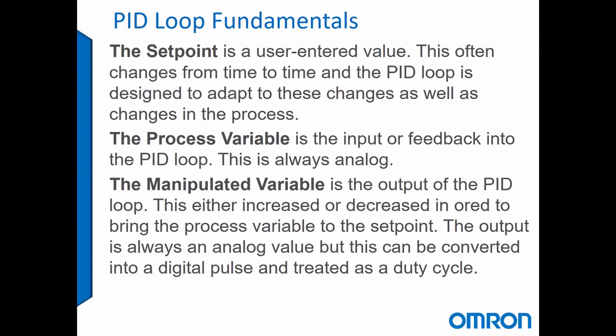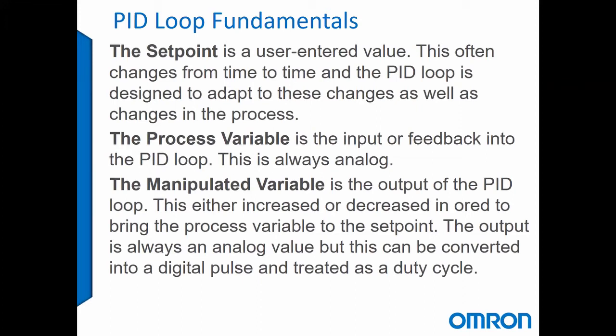The set point itself is something that the user enters, possibly from an HMI. It could be from a panel-mounted potentiometer. It could be hard-coded, and the user has nothing to do with it. But this will change from time to time along with the changes in the process. So the PID loops are constantly recalculating, reevaluating, and adjusting to changes in either the set point or the process itself. The process variable is the input.